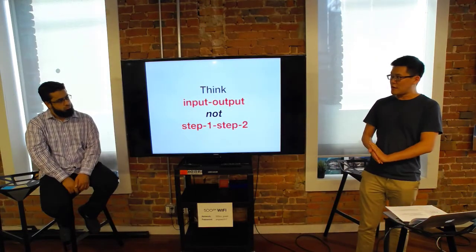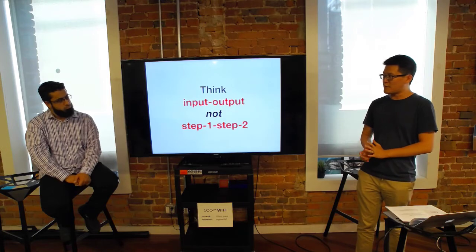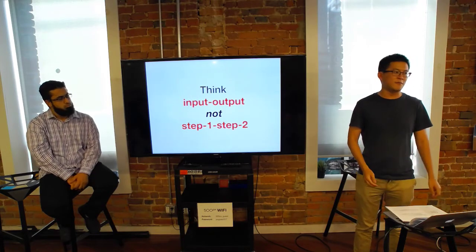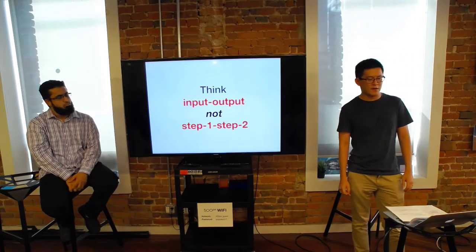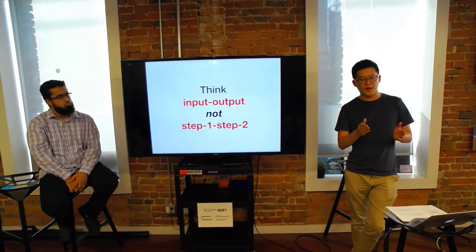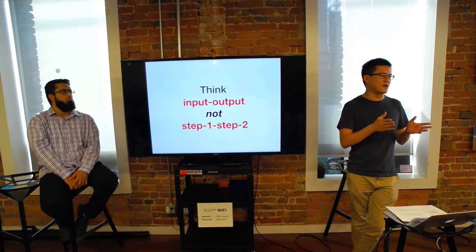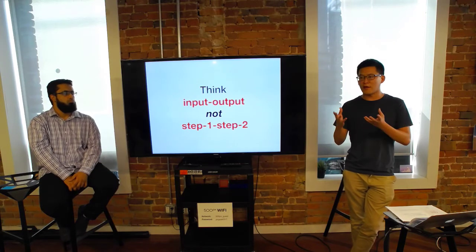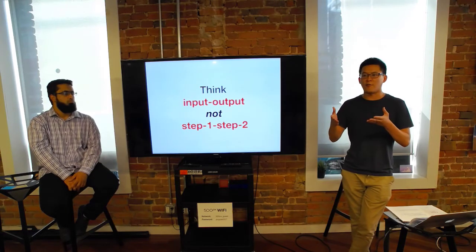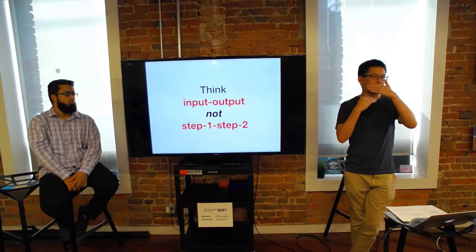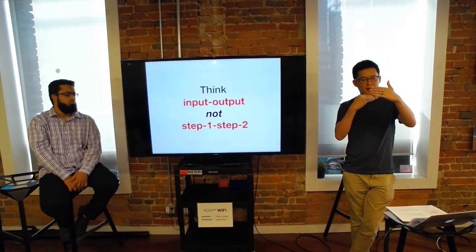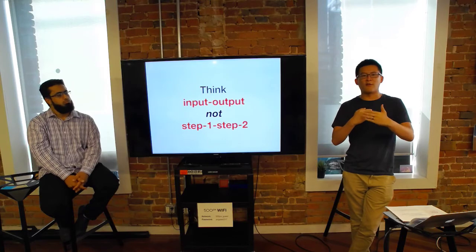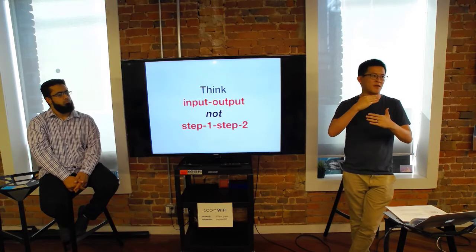So next is think input output, not step 1, step 2. What that means is a lot of times when we test, we actually purposely expose method names, we expose properties so that we can get to that point in the test where there's a particular test class we're testing, and there's different method calls on it, and we are basically verifying the various steps that it's hitting.